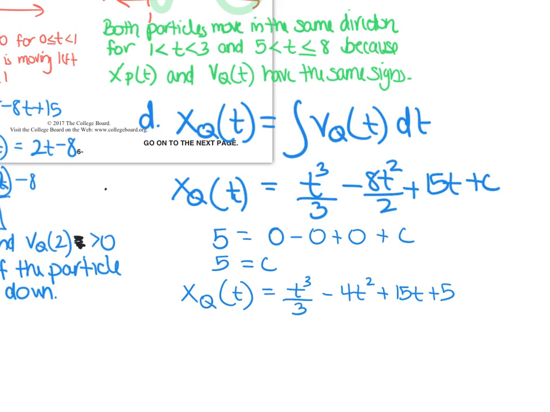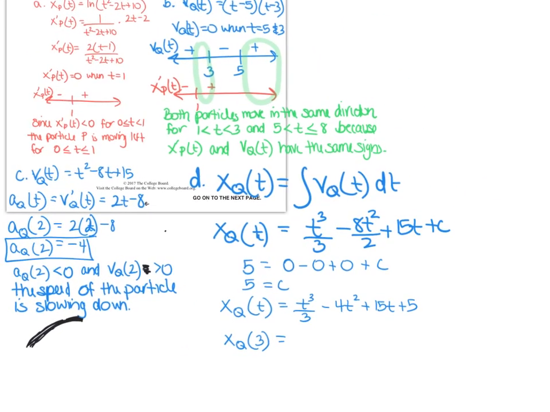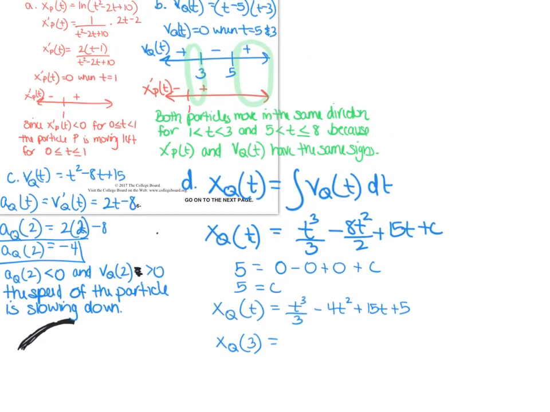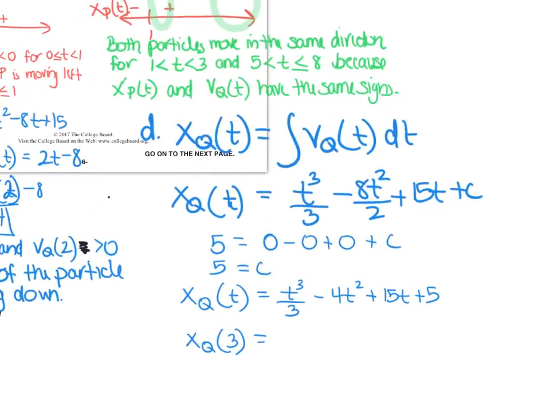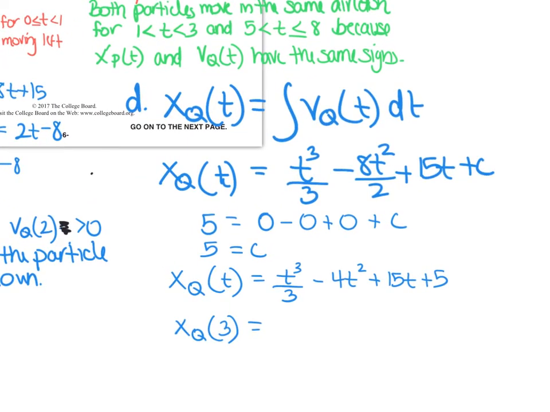And we want to evaluate the position of particle Q at 3 seconds, or it doesn't even tell us if it's seconds or minutes, but at time equals 3, because that's when it first changes sign. And we know that again based on our velocity function and our critical values that came from our velocity function. So when we plug in 3, we get 9 minus 36 plus 45 plus 5, and the position is at 23.